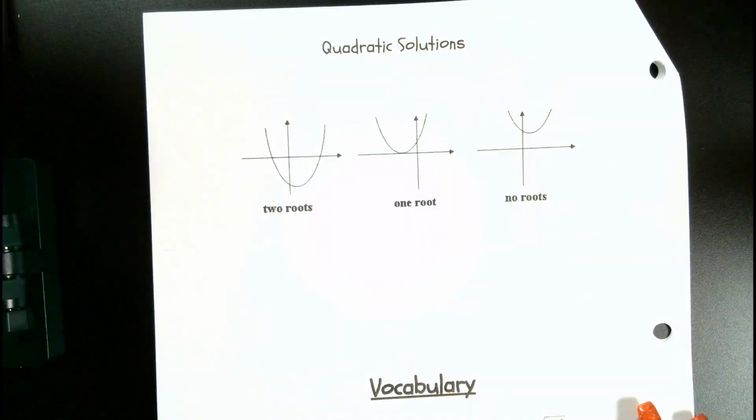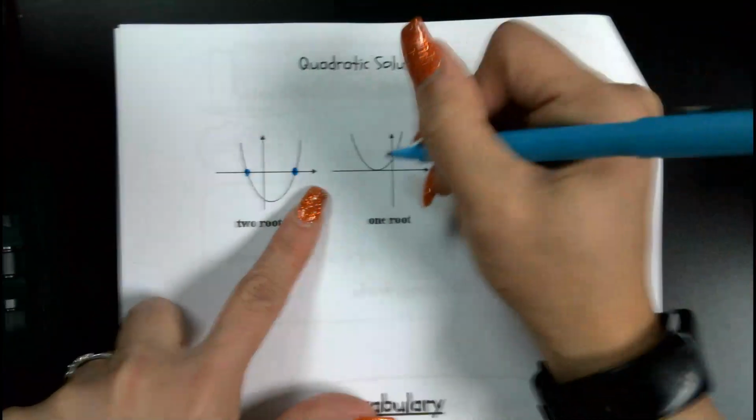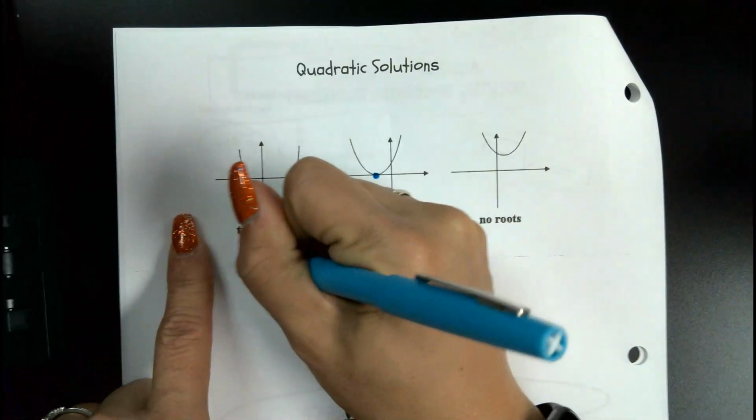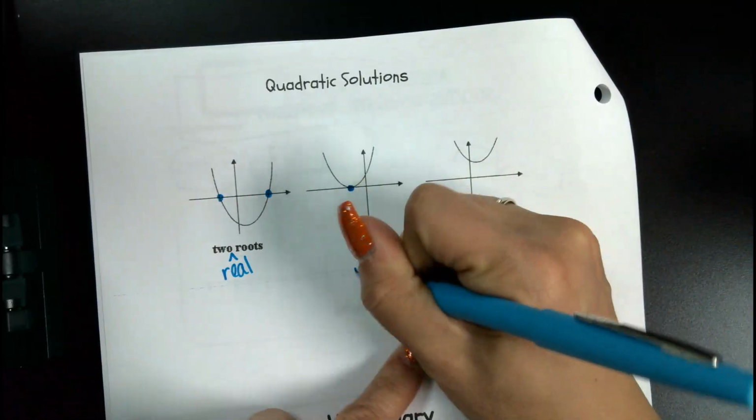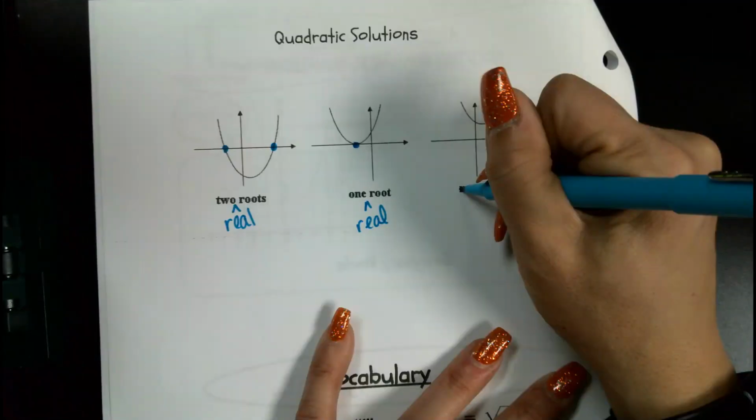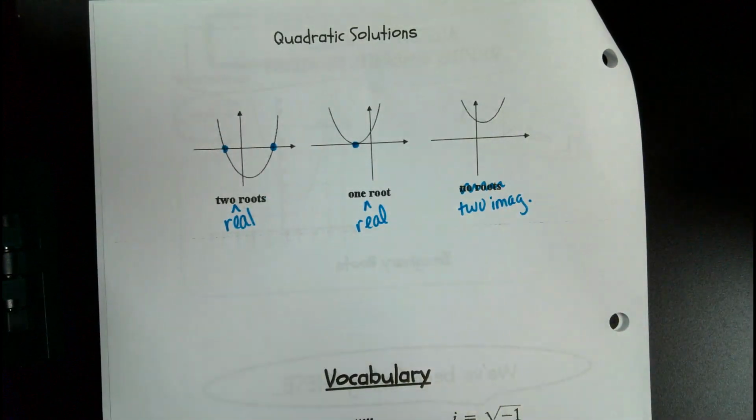All right, turn the page. Here's more of what you guys saw in the first lesson. This one would have two solutions, two real solutions because it crosses twice. This one would have one real. I'm going to add in the word real here. But then this one, I want you saying two imaginary. What is this whole letter i?